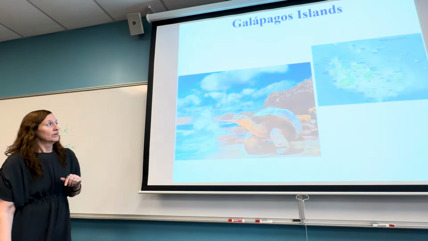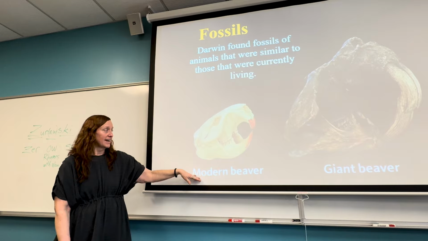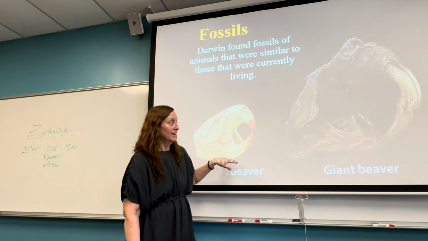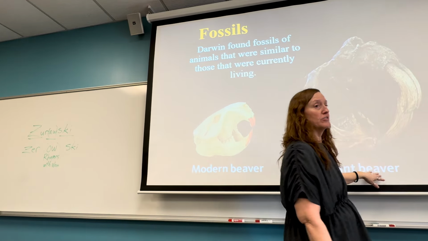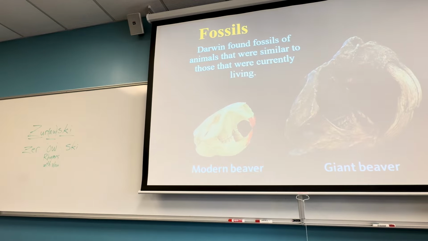So here's another example. The modern day beaver has a head about this big. And if we go back millions of years, there was a giant beaver whose head was about 4 times bigger, which means it was about 4 times larger in size, which gives you an idea that it was probably a much colder climate, and the food was probably a lot bigger in size.